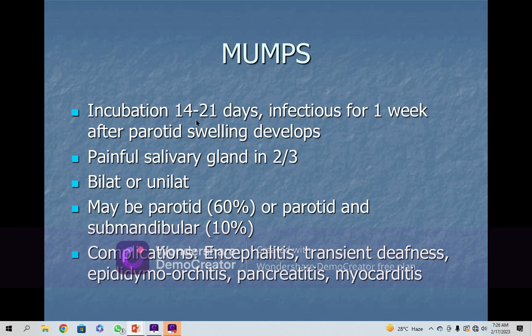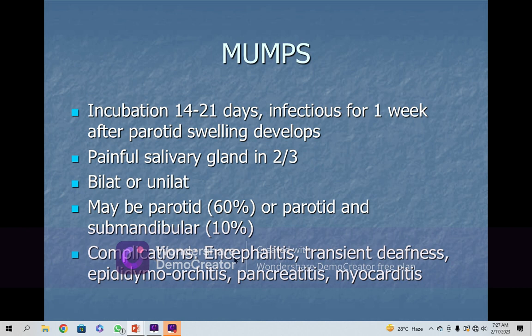The mumps incubation period is longer, 14 to 21 days, but it is infectious for 1 week. It presents with parotid gland swelling, retromandibular swelling, and painful cervical glands in 2/3 of the patients. It may be bilateral or unilateral swelling of the parotid gland. So it is a differential diagnosis of parotid enlargement, specifically with fever. Maybe parotid in 16%, or parotid and submandibular, even sublingual salivary gland may be involved in 10%. So it is under the chin, swelling develops. This is unusual. It is called atypical mumps.